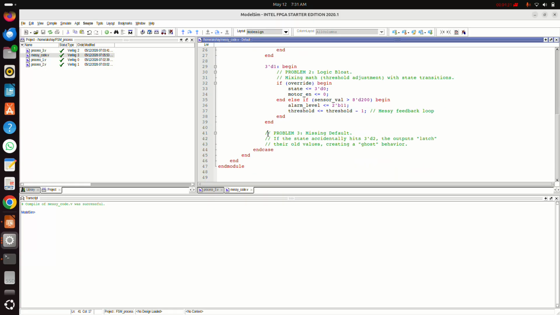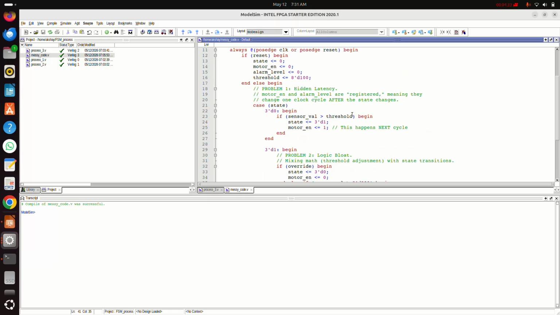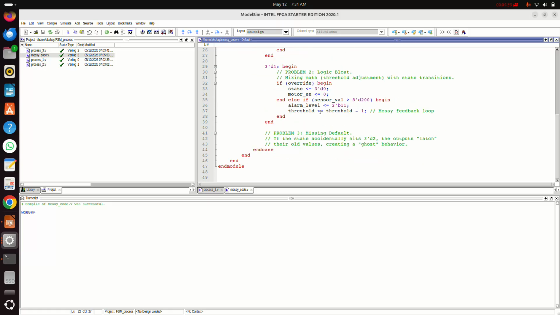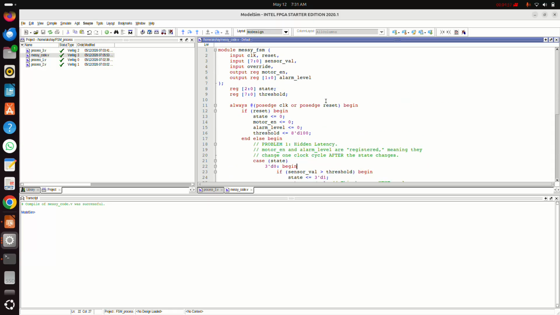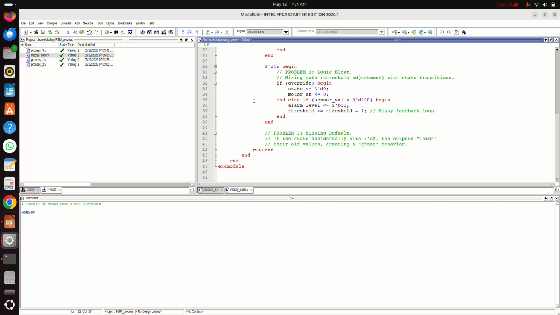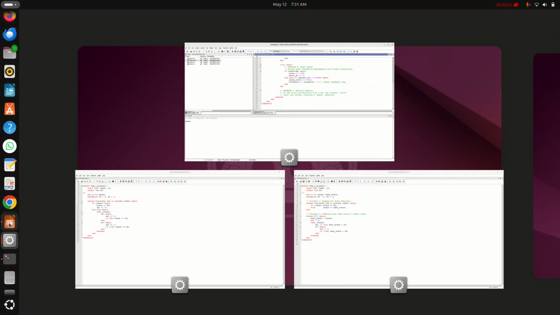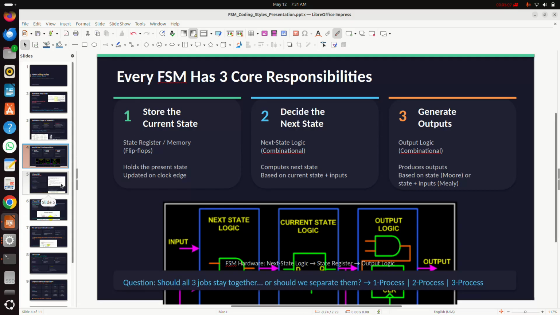The other problem is the missing default. See this, here in the case we do not define what the output will be at the default. So this is problem 3. If the state accidentally hits 3'd2, meaning case 2, the output will be a latch. We saw in the previous videos how latch behavior arises. So these are all the problems in one messy FSM code, and this is why the different processes are needed. So we will study what those processes are.